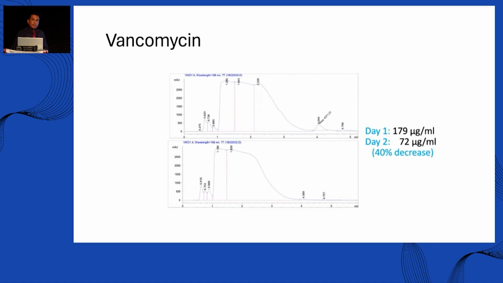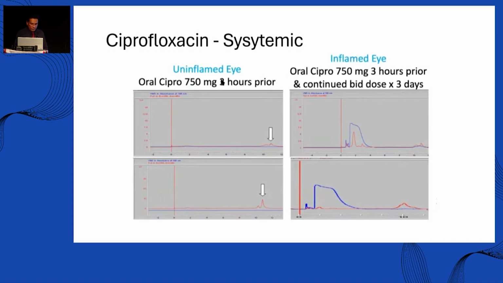Then when we treat with vancomycin, just as an example, you can see in this slide that on the first day, when we give intravitreal vancomycin, the concentration is 179, which exceeds the MIC. But on the second day it goes to 72, and on the third day it is negligible. That means when you give intravitreal vancomycin, if you want a response, sometimes you have to re-inject after 48 to 72 hours.